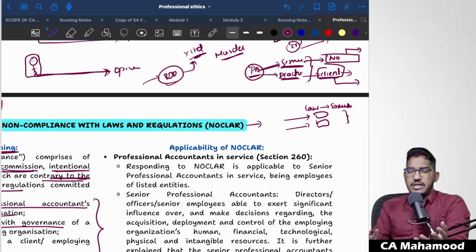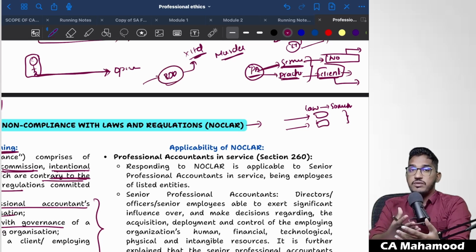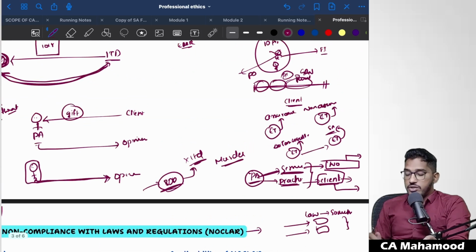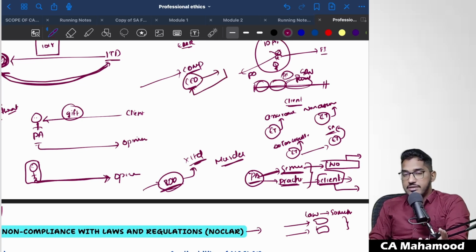No. When I say Noclar, you are responsible for verifying the non-compliances with the laws and regulations which are related to the business of your client or employing organization. It does not involve any personal misconduct. For example, you are an employee of some company. Now, the CEO of your employing organization is committing some violence against his wife. So his wife has filed a domestic violence case against the CEO.